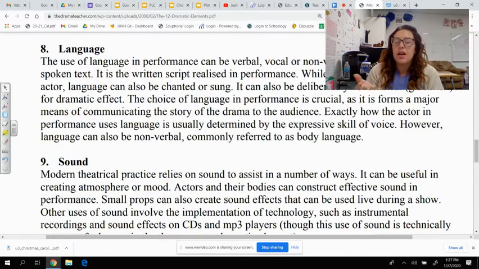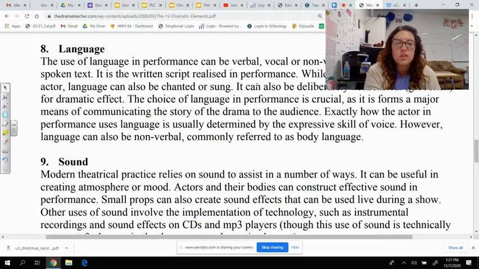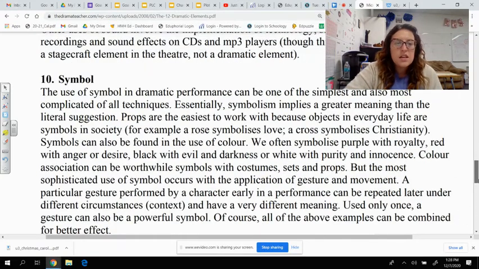The script is the written script realized in performance. So we want to make sure we're sticking as close to the script as possible, and very little impromptu. We want to be spot on and have our language be the exact same. So that's in there too. Sound, we talked about that one.